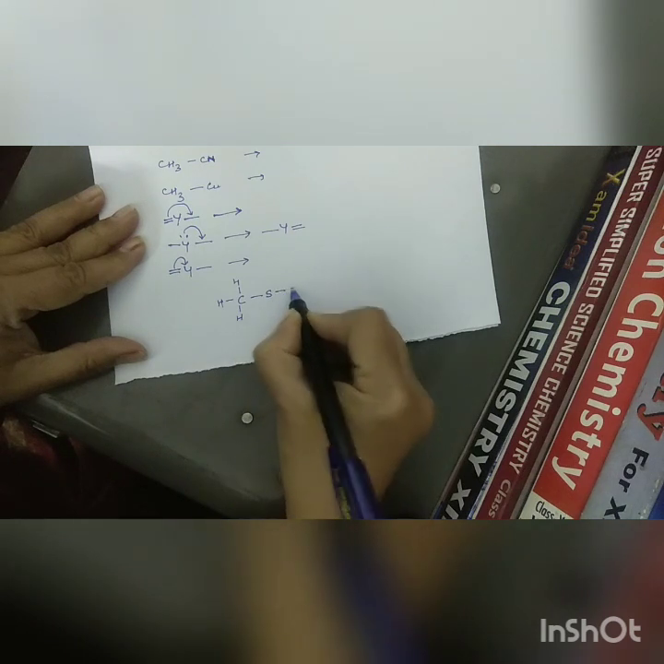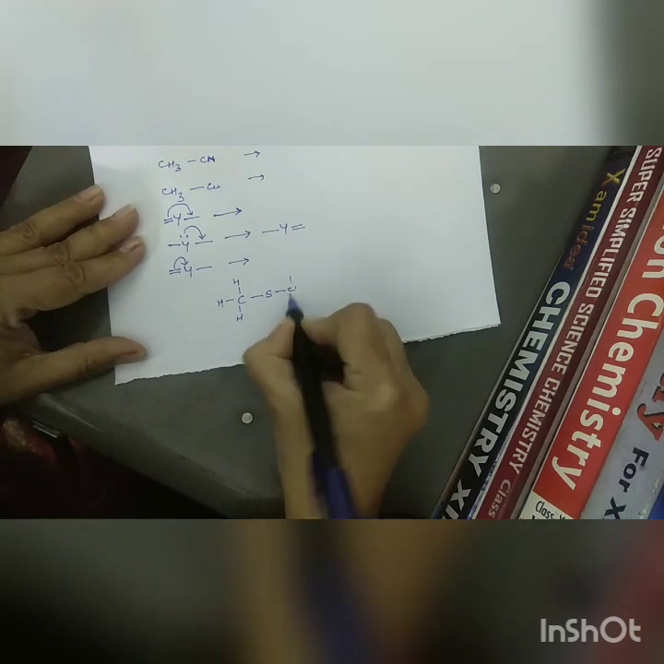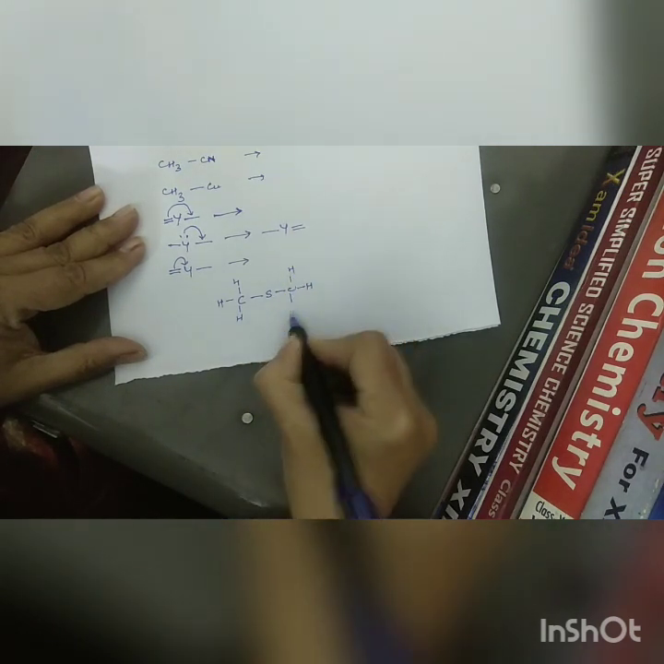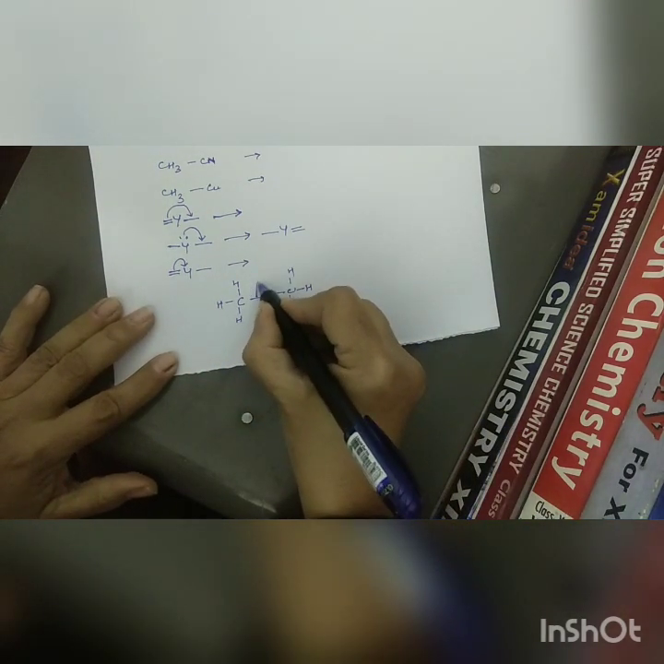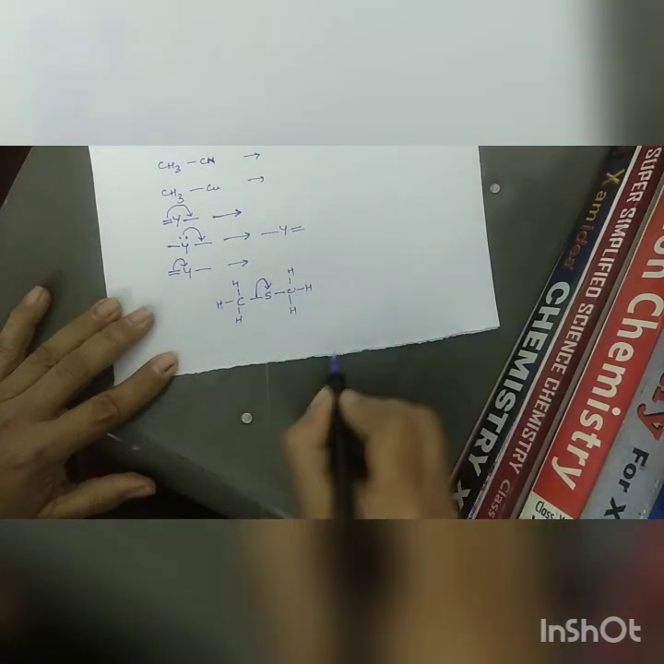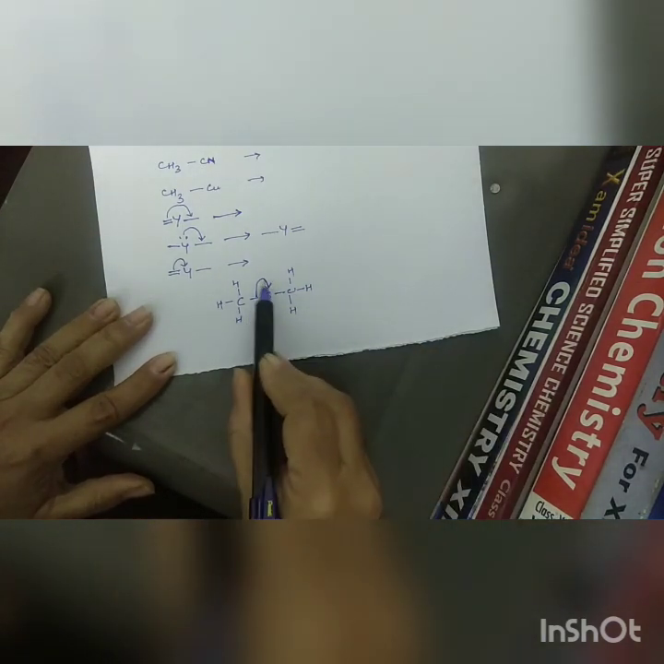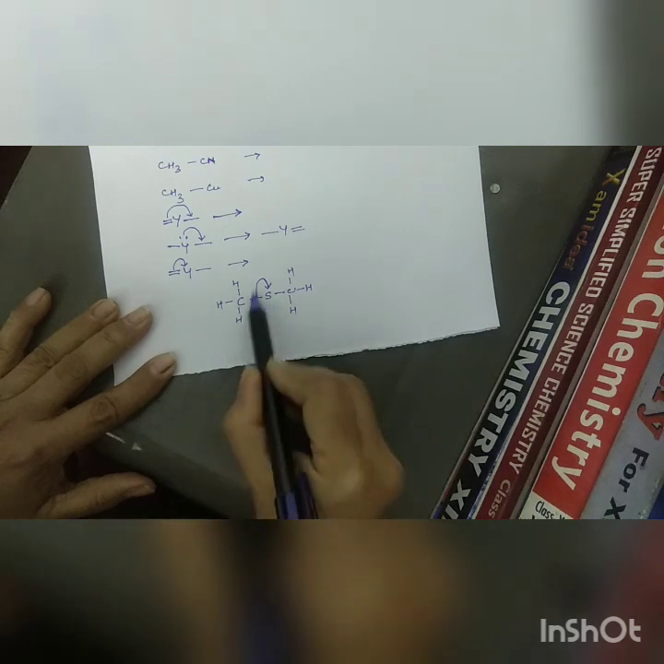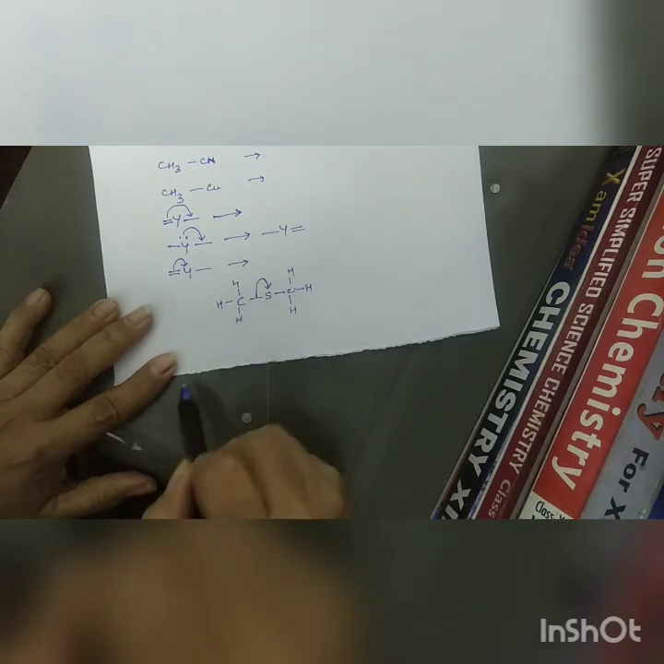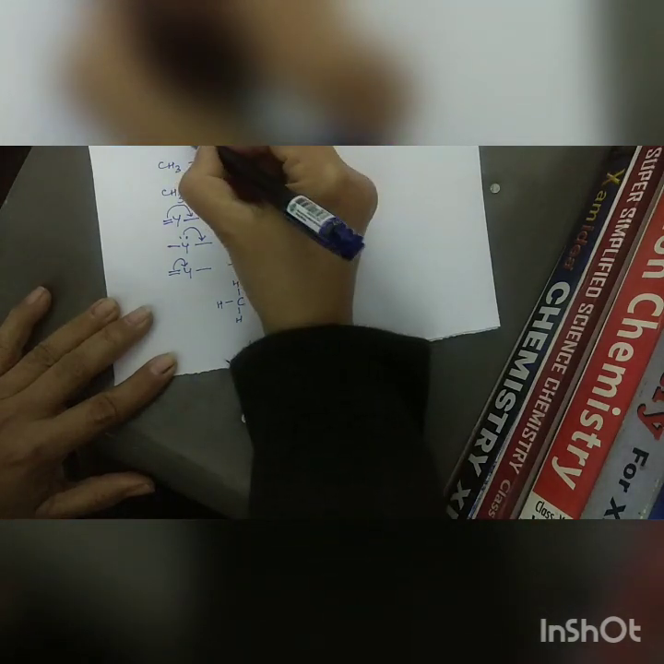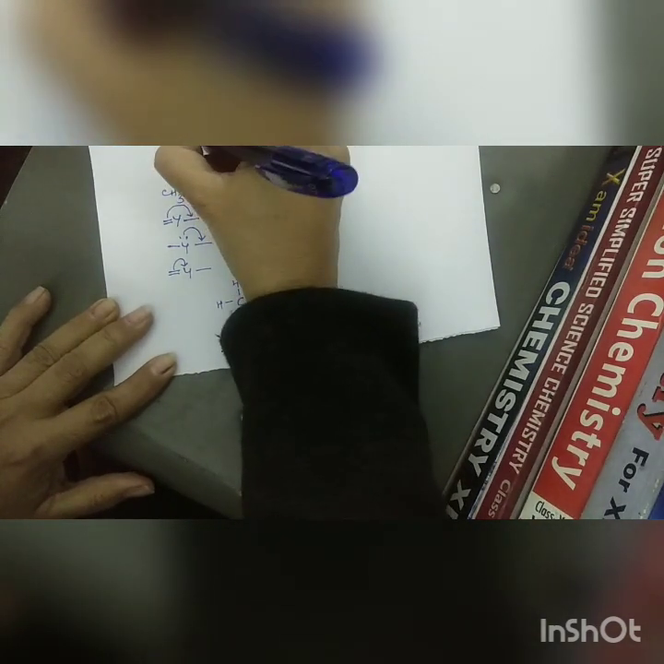Then here C, H, H. Correct? Suppose this breaks like this. Naturally, it will break like this. Why will it break like this? Because S is more electronegative than carbon. So the bond breaking is shown like this.